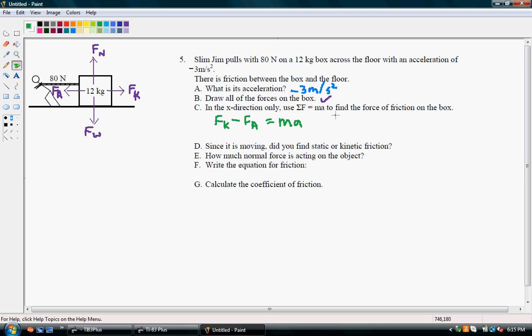So we have our kinetic friction minus our applied force of 80 newtons equals our mass, which is 12 kilograms, times our acceleration, which is -3 meters per second squared. So whenever we multiply 12 and -3, you should get -36. So we're going to have a kinetic frictional force minus 80 that equals -36.